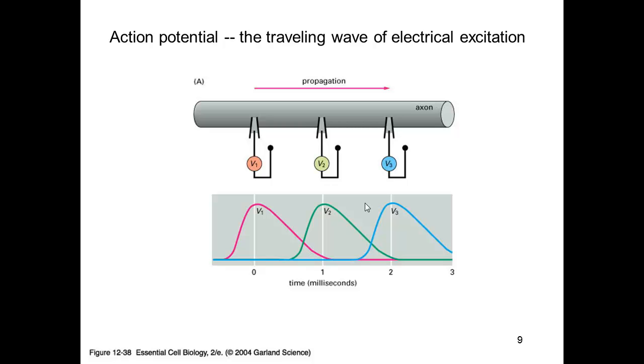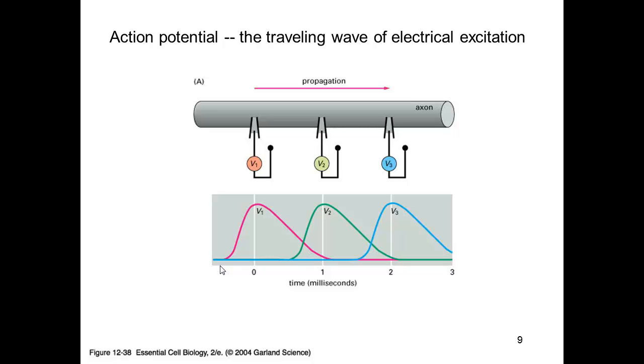So an action potential is properly referred to as a traveling wave of electrical excitation. Now, you will study this in greater detail in your systems physiology course, but we'll talk a little bit about the molecular events here. We'll focus primarily on the sodium channel, and in systems physiology, you'll learn about all the other channels that play roles here too.